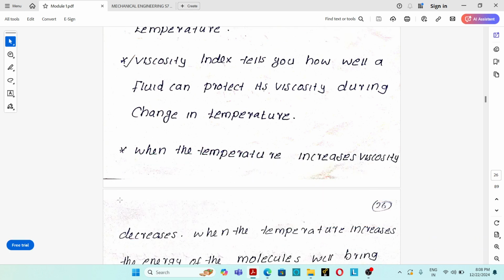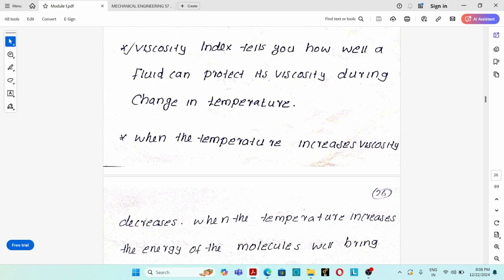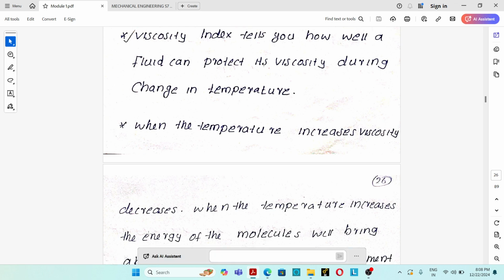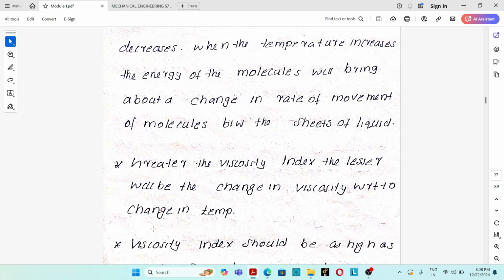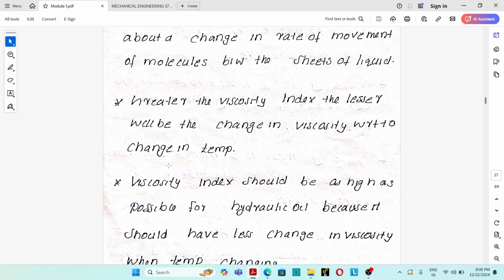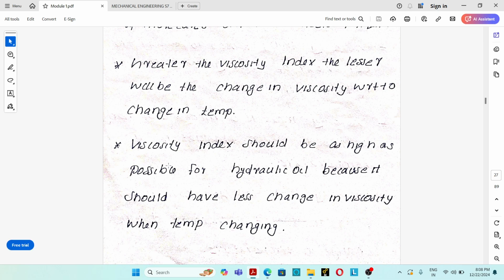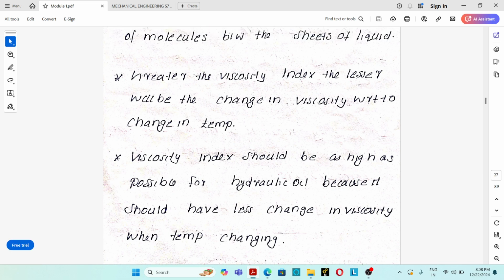See, when the temperature increases, viscosity decreases. How? When the temperature increases, the energy of the molecules will bring out a change in rate of movement of molecules between the sheets of liquid. See, greater the viscosity index, lesser will be the change in viscosity with respect to temperature. So viscosity index should be as high as possible for a hydraulic oil because it should have less change in viscosity when temperature changes. So that's the importance of viscosity index.